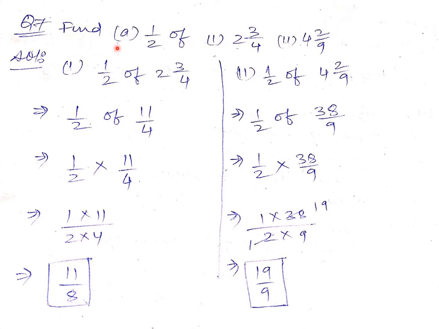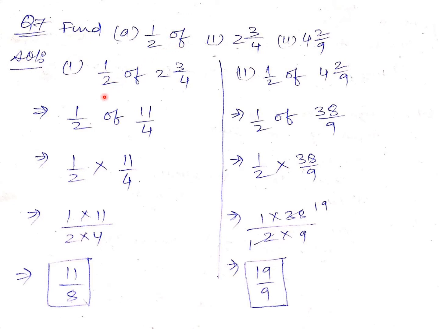Find a part: 1 by 2 of the first part and second part. Very easy. That day only I told you what this operator "of" is. In BODMAS, "of" and multiplication are similar, but "of" is given priority. So whenever you have "of" as well as a multiplication sign in an equation, first you will solve the "of" sign because of the priority given to it.